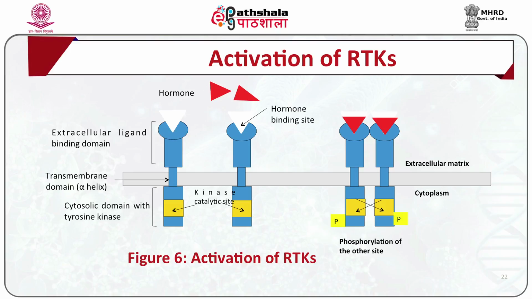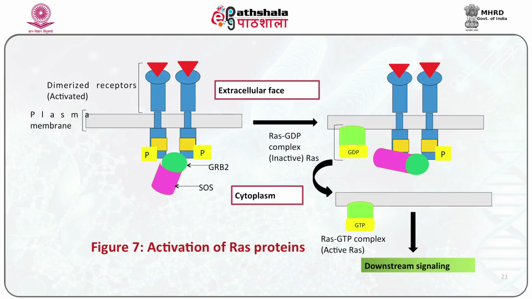Once the ligand binds to the receptor, it gets dimerized and activates the tyrosine kinases in its cytoplasmic site. The activated tyrosine kinases phosphorylate tyrosines on the other receptor molecule and subsequently all the tyrosines autophosphorylate. The activated autophosphorylated receptor can phosphorylate other proteins also. After this, the downstream signaling is taken over by the RAS protein, also known as low molecular weight G protein.